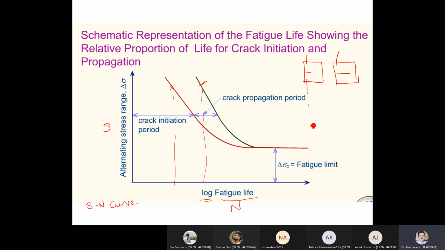Then same, one more set of specimen. Less load than that, then it will fail here. Then one more specimen you take, again reduce the load, it will fail here. One more specimen. Then again a specimen you take, you apply the smallest load. In either case, there won't be any failure.